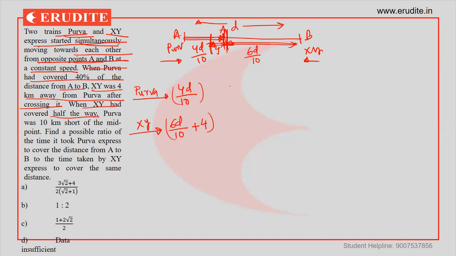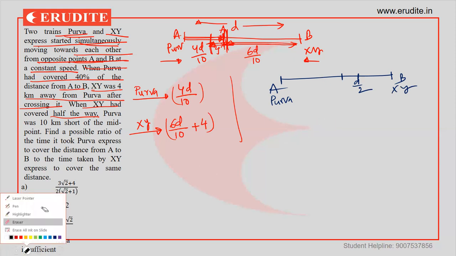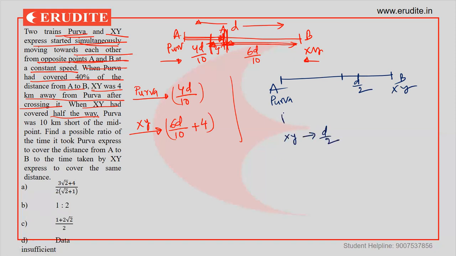Okay. Now for the second situation, when XY had covered half the way. Now another situation they have given. We take the same: when XY had covered half the way. So this is XY and this is Purva. Half means D by 2, right? So when XY had gone D by 2, if I write it down, when XY had gone D by 2, right?